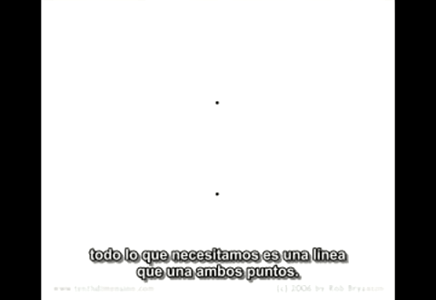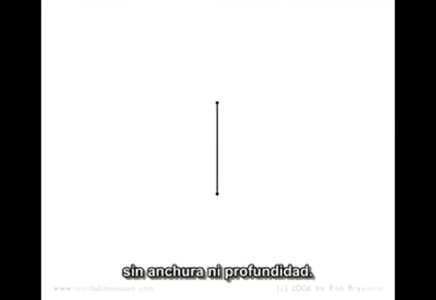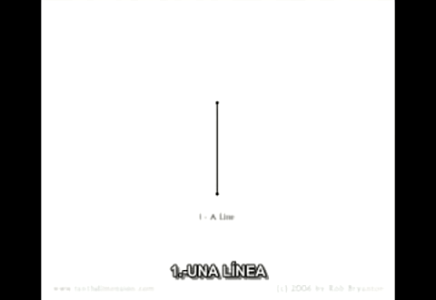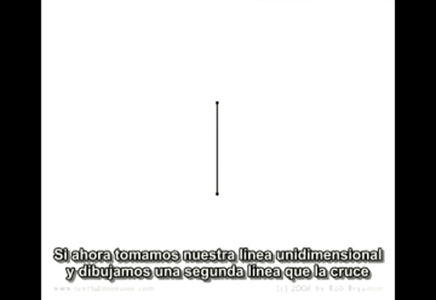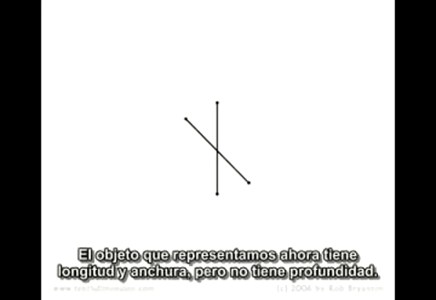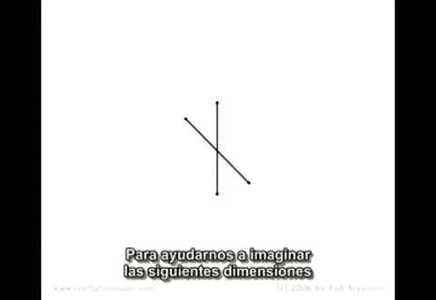To create the first dimension, all we need is a line joining any 2 points. A first-dimensional object has length only, no width or depth. If we now take our first-dimensional line and draw a second line crossing the first, we've entered the second dimension. The object we're representing now has a length and a width, but no depth.